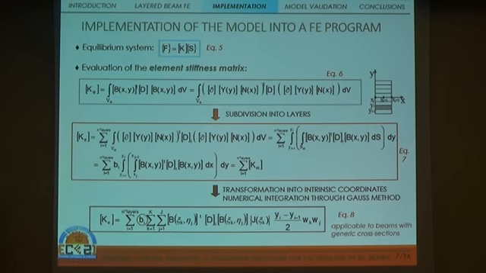This layered beam finite element has been implemented into a finite element program written in Fortran language. So the program solves the equilibrium system by constructing the global stiffness matrix of the structure and the nodal force vector. So the global stiffness matrix is evaluated by assembling the contribution due to each element, which is calculated by the classical relation here reported. And this latter is rewritten by taking advantage of the subdivision into layers and by transforming the expression into the intrinsic coordinate system and by using the Gauss integration technique.